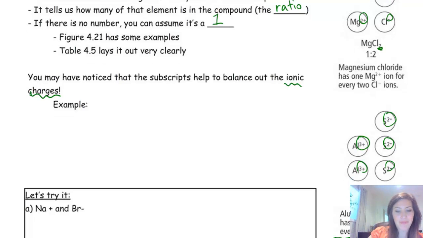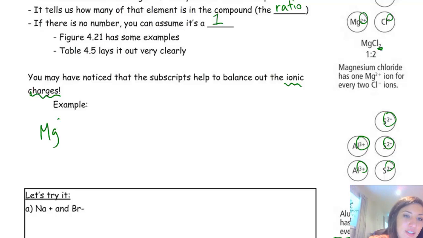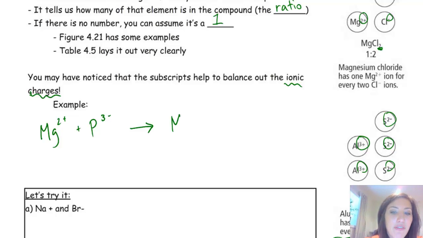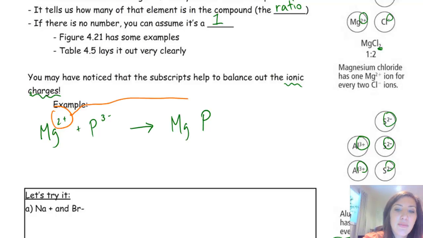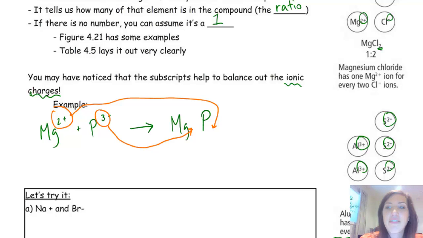Let's look at an example. I've got for you magnesium 2 plus and phosphide 3 minus. These come together to make magnesium phosphide. Now the thing is, we need to have some subscripts, so let's move this P over a little bit. And how do we know exactly how many to put? Well, I have a little hint for you. We could take this top ionic charge and send it to the subscript of the P, and take this top ionic charge and send it to the subscript of the magnesium.